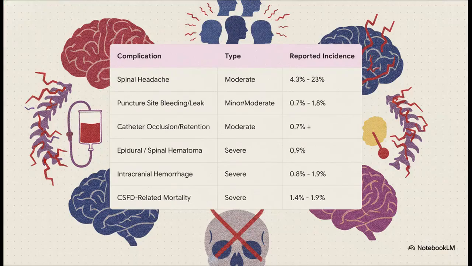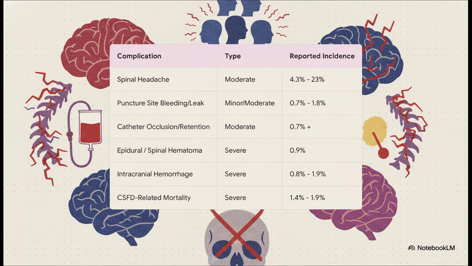complications. And the slide really quantifies those risks in a sobering way. Yes, CSF drainage is a cornerstone of spinal cord protection, but it is not a benign procedure, not at all. Spinal headaches are pretty common, as you can see, but let's look at the really severe complications. The risk of an epidural or spinal hematoma, which can cause permanent paralysis itself, is almost 1%.